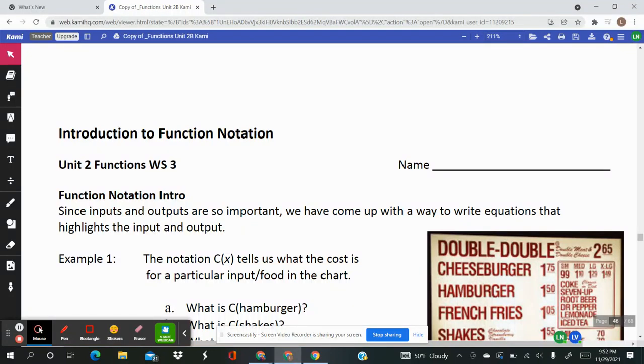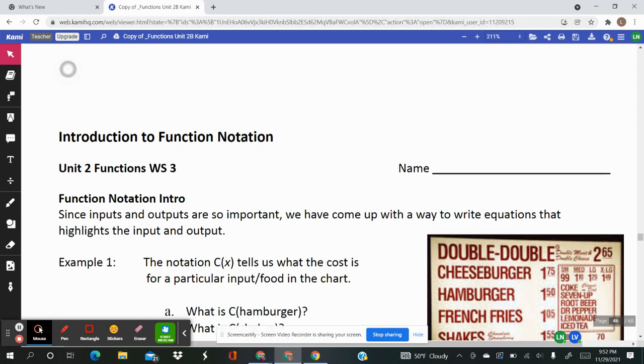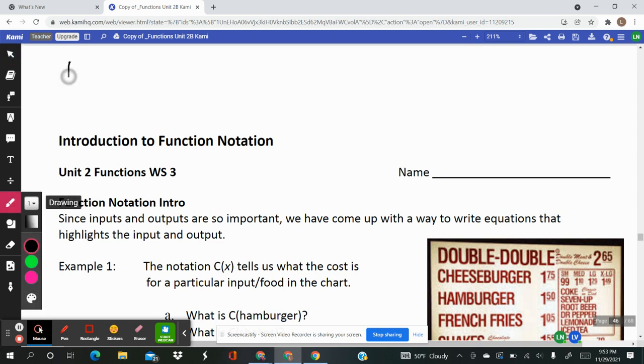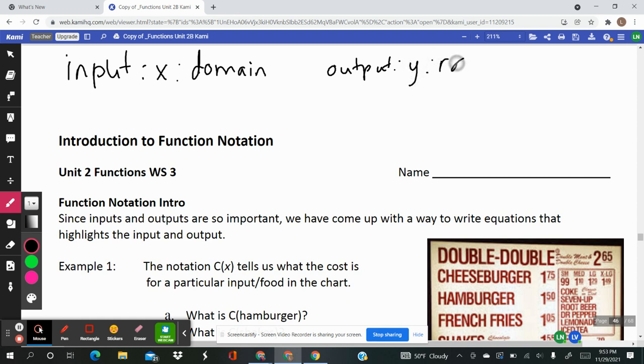So we're going to continue with the introduction to function notation. Function notation intro. Since inputs and outputs are so important, we've come up with a way to write equations that highlights the input and the output. So up at the top, I'm going to add in a couple notes. We have learned that input is the same thing as your x, which is the same thing as your domain. Then we have our output, which is the same thing as y, or your range.